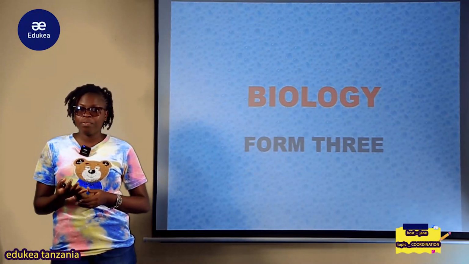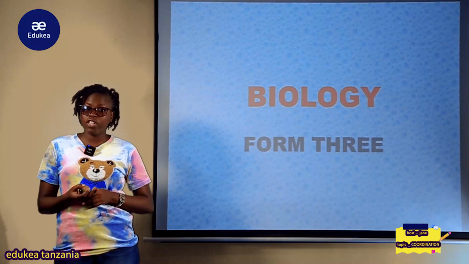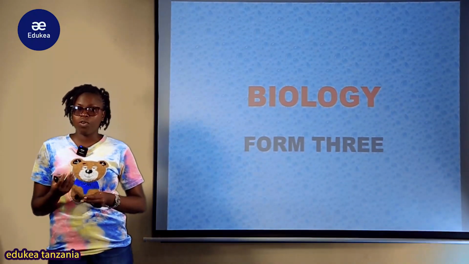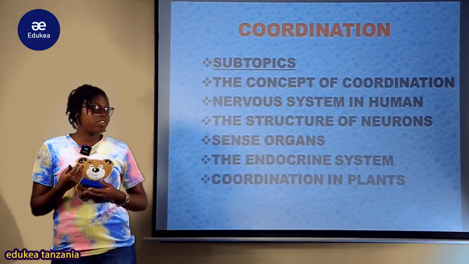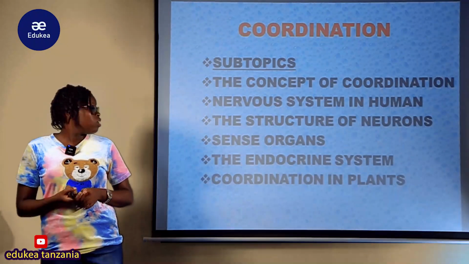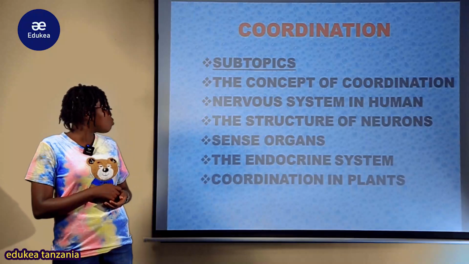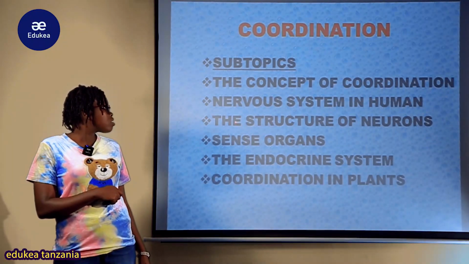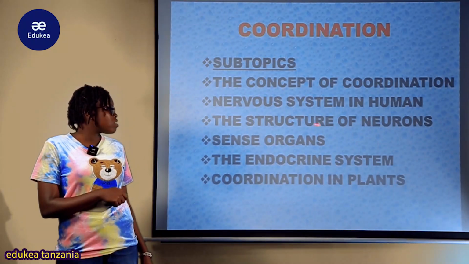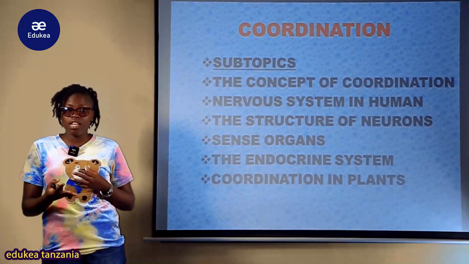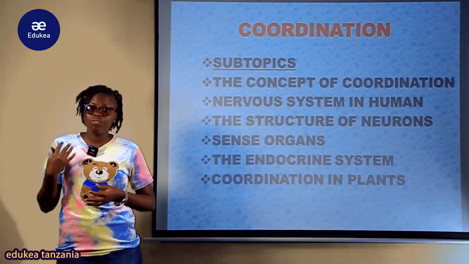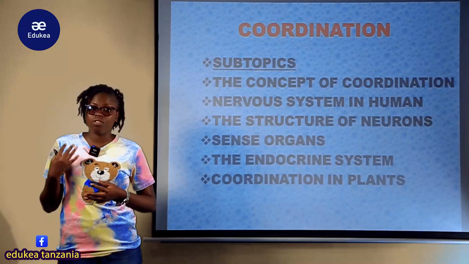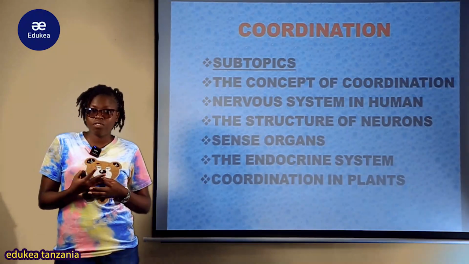Welcome my lovely Form 3 students to our continuing biology lecture series. We are currently proceeding with our topic on coordination, where we have already covered the first subtopic, which was the concept of coordination, the nervous system in humans. Also, we proceeded with the structures of the neuron. We have already seen that the neuron is the structural and functional unit of the nervous system. We have also discussed the types of neurons and their adaptations to their functions.